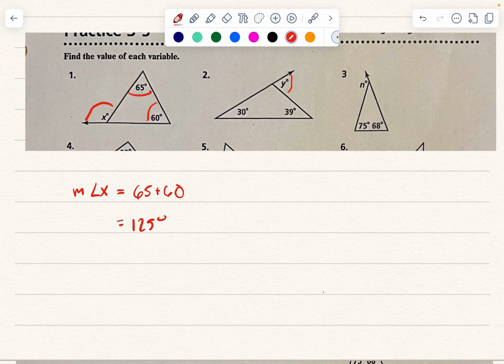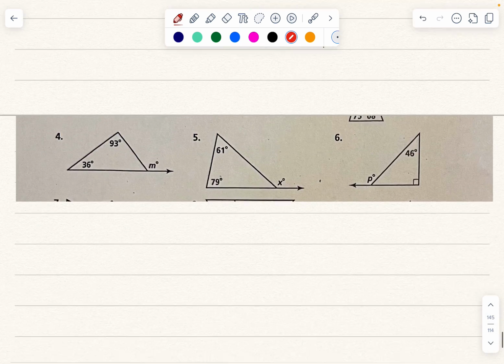Here's the exterior angle. These are the two remote interior angles. So you know that y has got to equal 30 plus 39. So therefore, y is 69. Also, on number three, we know that n is equal to 75 plus 68. And so therefore, we just add 75 and 68, and I believe we get 143. Okay, so those are your real basic examples of exterior angles, and it keeps going.